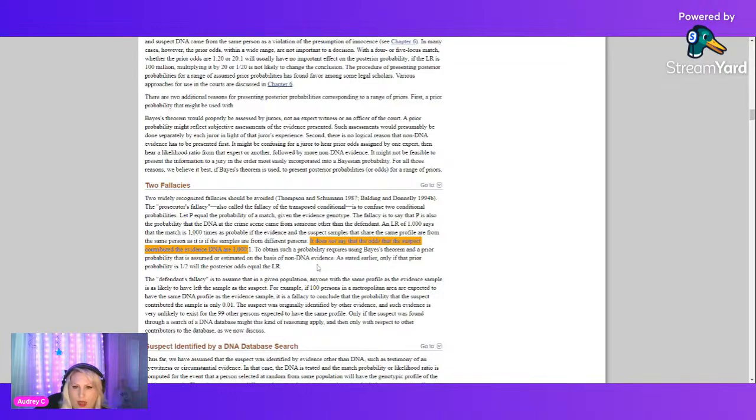It does not say the odds that the suspect contributed the evidence DNA are 1,000 to 1. To obtain such a probability requires using the Bayes theorem and a prior probability that is assumed or estimated on the basis of non-DNA evidence. That's weird. As stated earlier, only if that prior probability is 1/2 will the posterior odds equal LR.